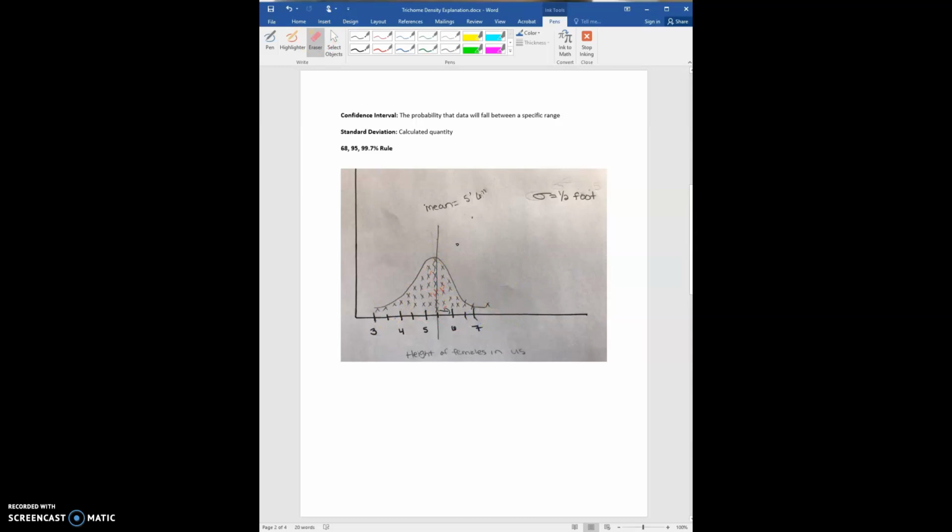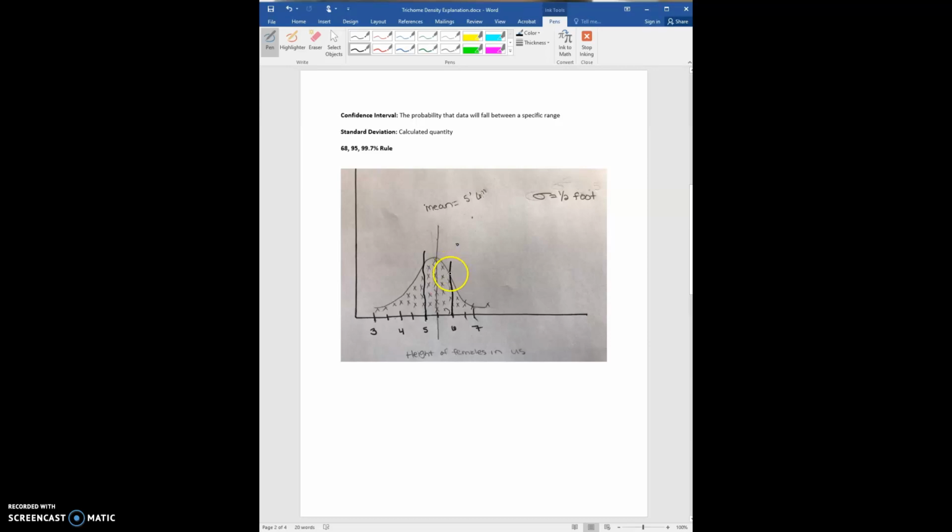So here we have our first standard deviation, which is a half of a foot. That's calculated, that's given to us. And so we're going to write that our first standard deviation taller is at 6 feet, and our first standard deviation shorter is at 5 feet.